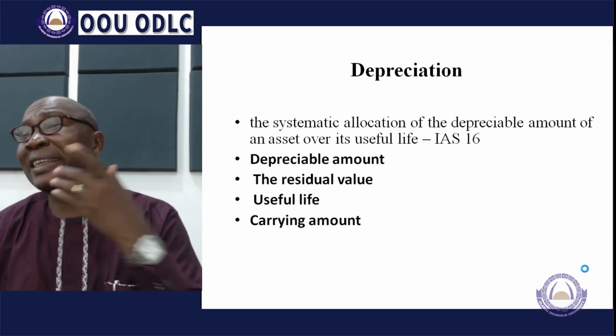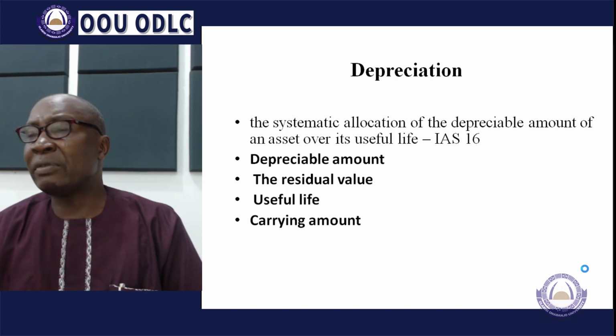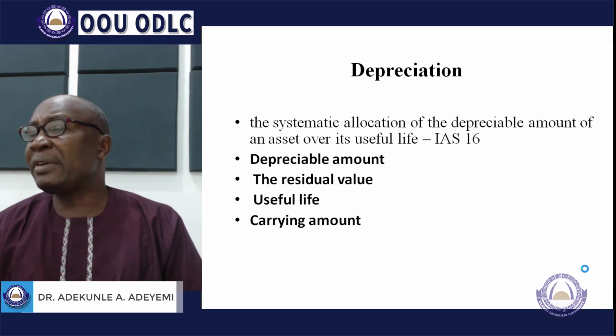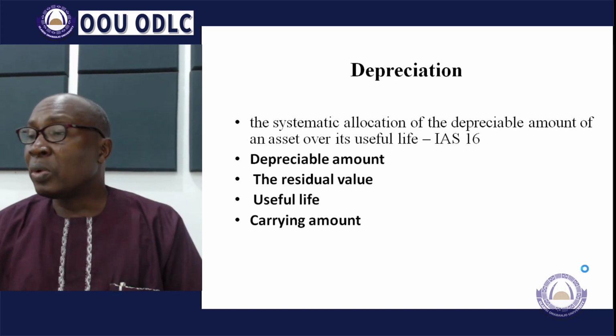We have what we call the straight line method. The straight line method is a method whereby the depreciable amount of an asset is spread evenly over the useful life of the asset, and this will give a constant depreciation charge in each year over the period of the lifespan of that asset.